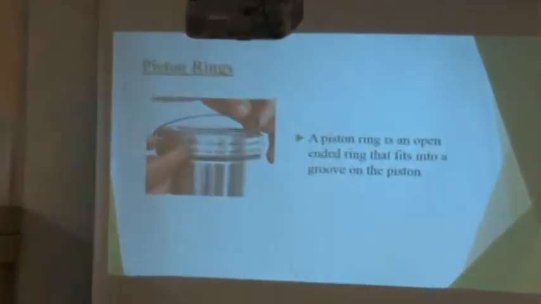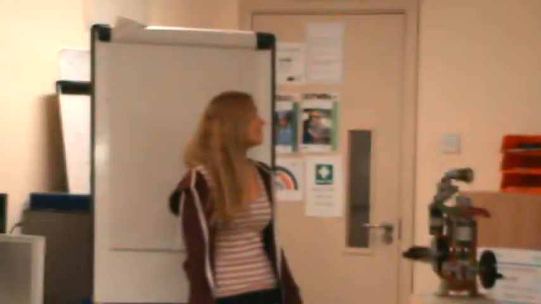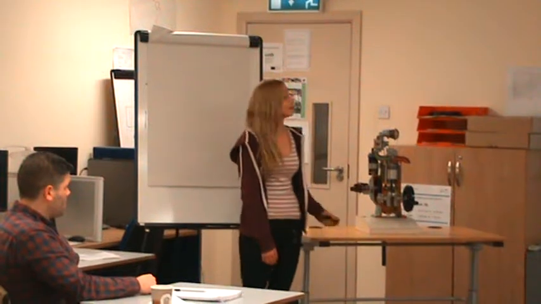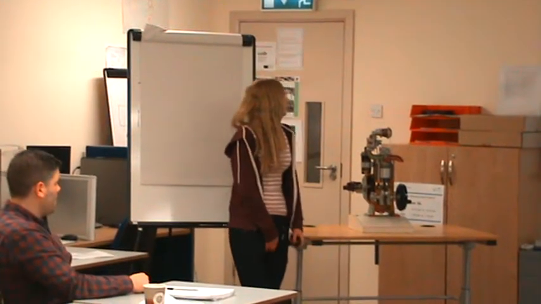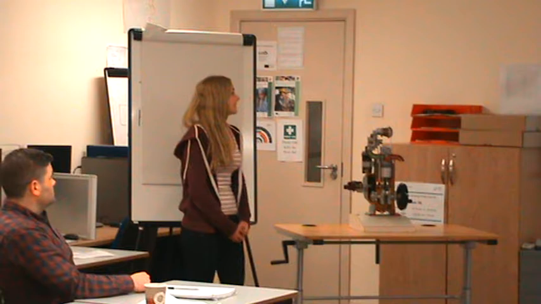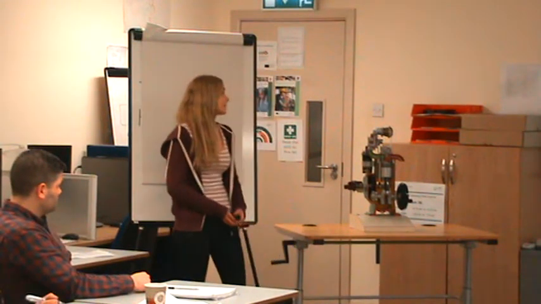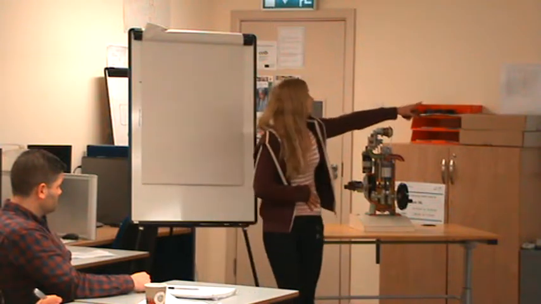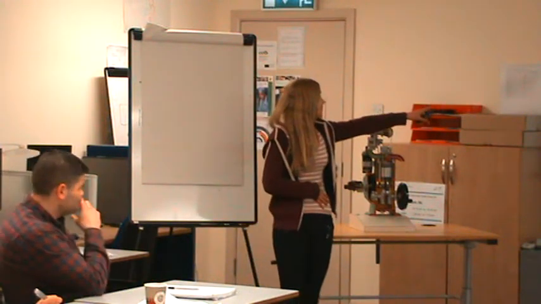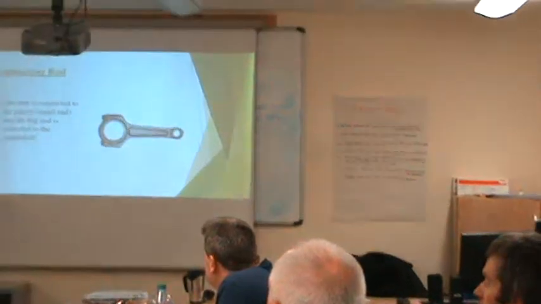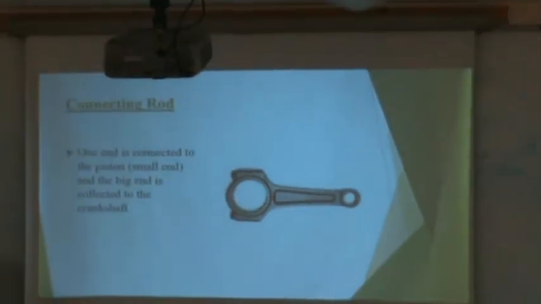If you ever had a car that was constantly burning oil, one of the major problems is often a piston ring. So, connecting rod. One end is connected to the piston, which is your small end, and the big end is connected to the crankshaft. You can see in here the big end and the small end. Your big end is connected to the crankshaft, and the small end is connected to the piston.